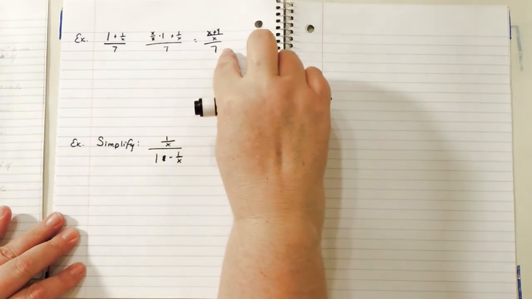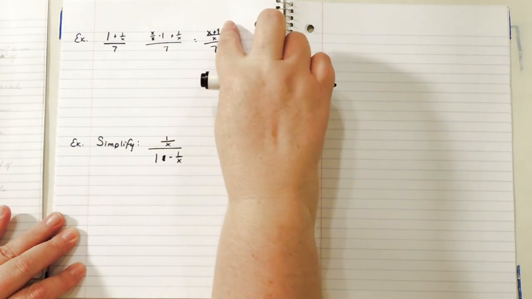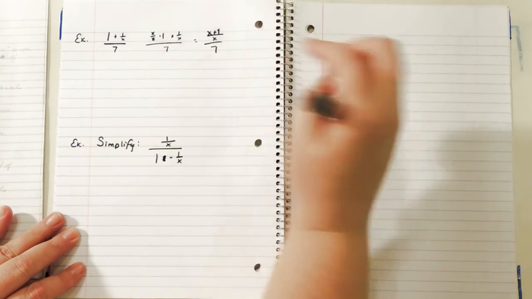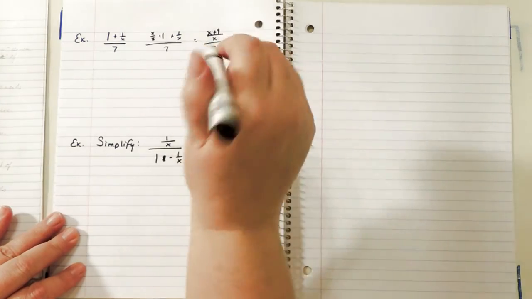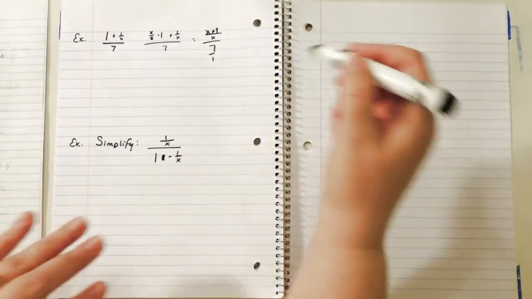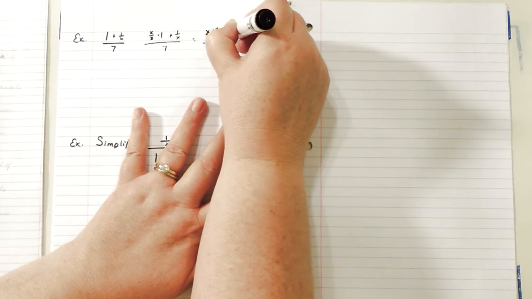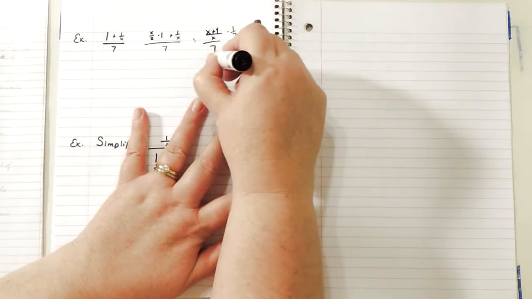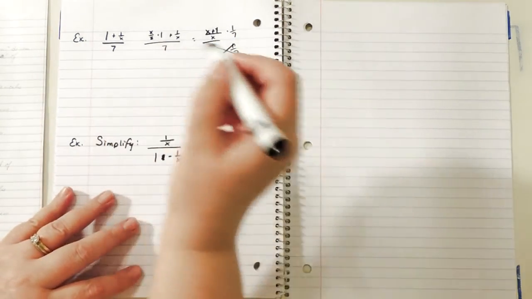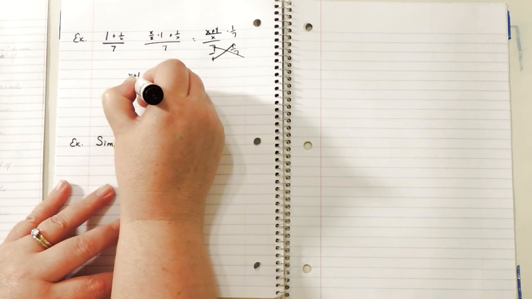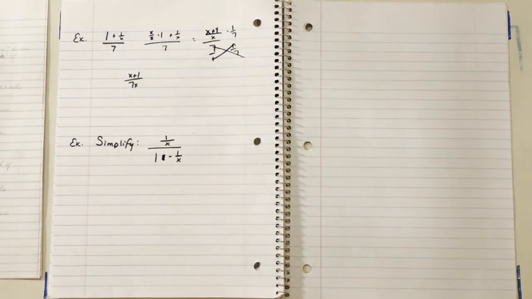Okay, now we're going to multiply this top and the bottom of the complex fraction by the reciprocal of the denominator. And of course 7 is really 7 over 1. So the reciprocal is going to be 1 over 7. So we're going to multiply the top and the bottom times 1 over 7. These guys are going to cancel. And now we have x plus 1 over 7x. Okay?